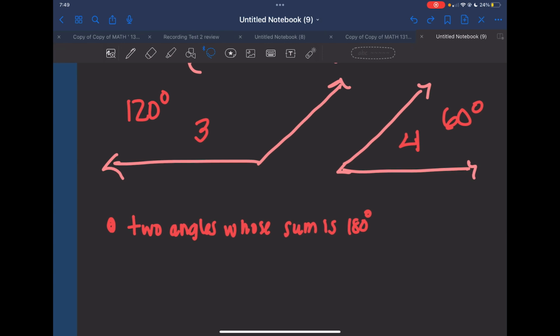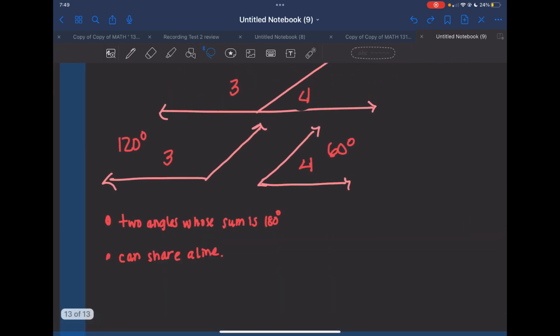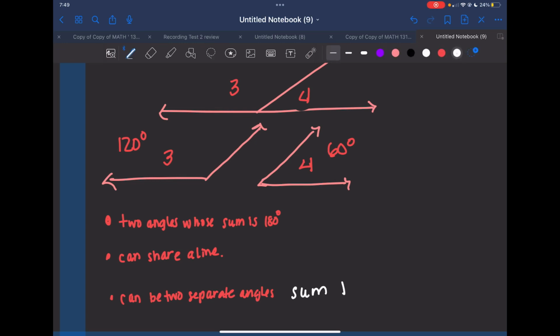Again, two angles whose sum is 180 is what supplementary angles are. Another thing is that they can share a line or they can be two separate angles, again, that sum to 180.